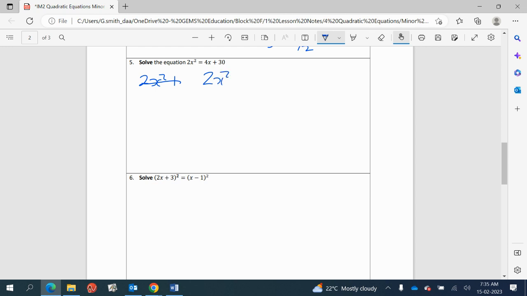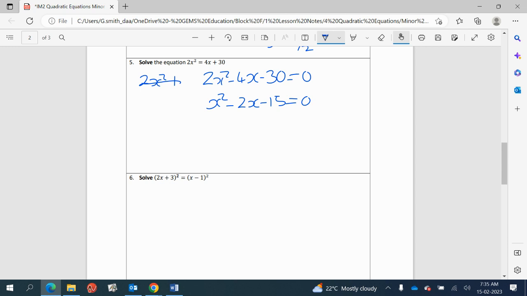2x squared minus 4x minus 30 equals 0. Now, the x squared term is not 1x squared, it's 2x squared. So I can divide through by 2 here. That gives me x squared minus 2x minus 15 equals 0. Then I can factorize it.